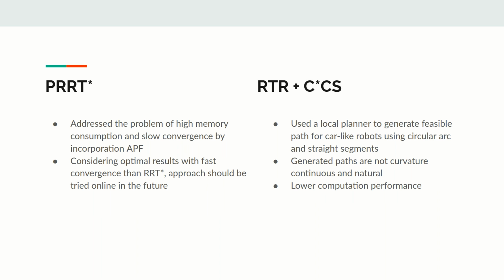PRRT star addresses the problem of high memory consumption and slow convergence by incorporating an artificial potential field in its approach. Considering optimal results with faster convergence than RRT star, the approach should be tried online in the future. RRT plus C star uses a local planner to generate feasible paths for car-like robots using circular arc and straight segments. The downside is the generated paths are not curvature continuous and natural. It also results in lower computational performance.